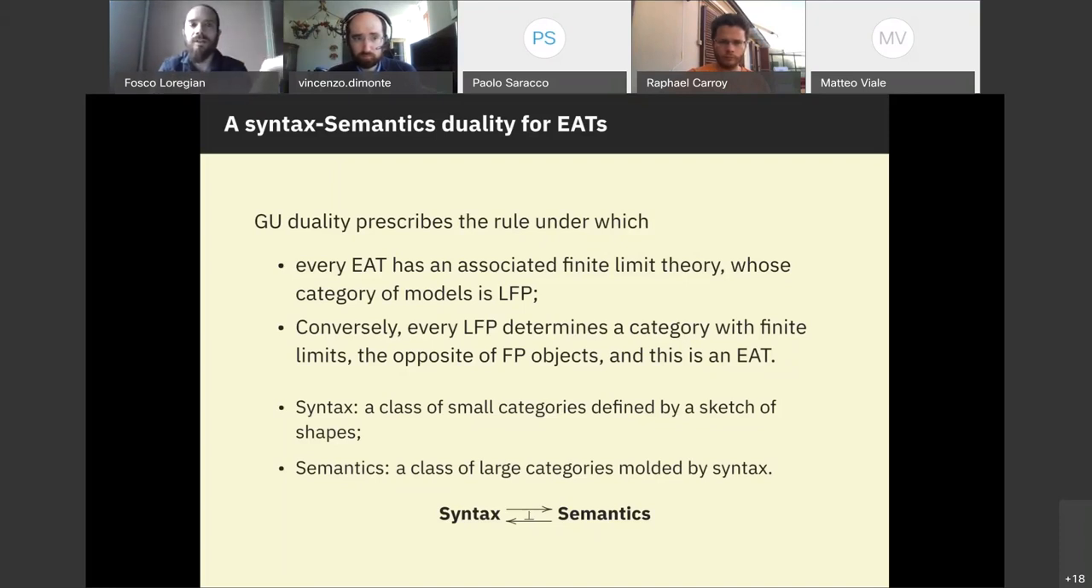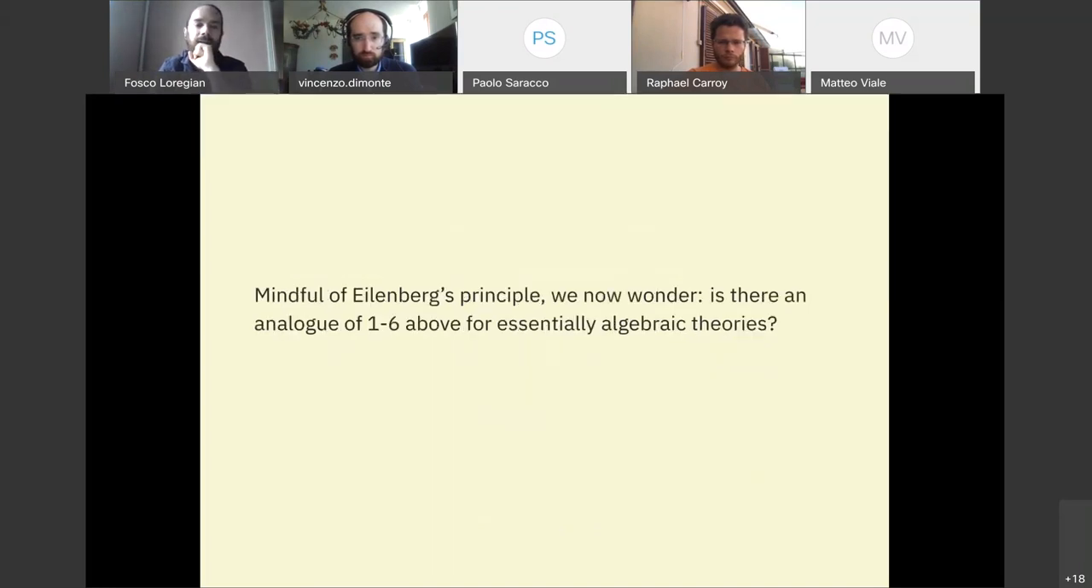And again, very often this adjunction induces a very interesting equivalence of categories. And Gabriel-Ulmer duality is exactly an instance of this phenomenon. Okay, so now, what do we wonder? Is there an analog for the description above?